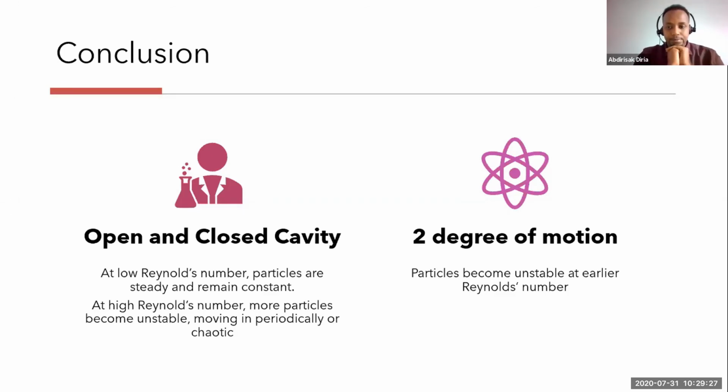So in conclusion, for my case, you can see that at low Reynolds numbers, the particles are steady and they remain constant for a longer time. But as you increase the Reynolds number, more particles are able to translate more and move in a periodic or chaotic state, thus creating more current flow within the cavity. And also, with two degrees of motion, particles become unstable at earlier Reynolds numbers.